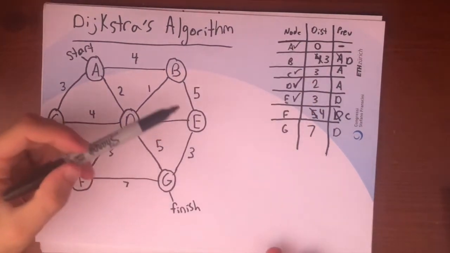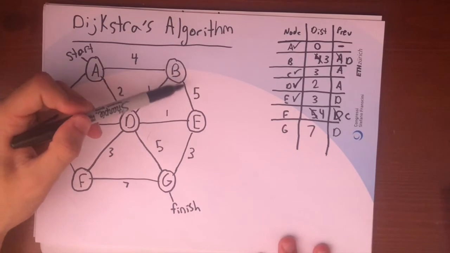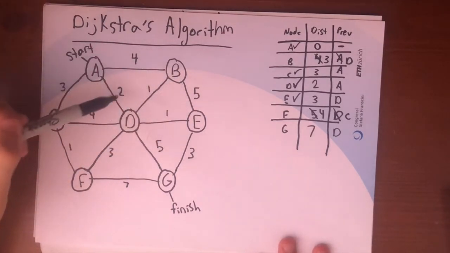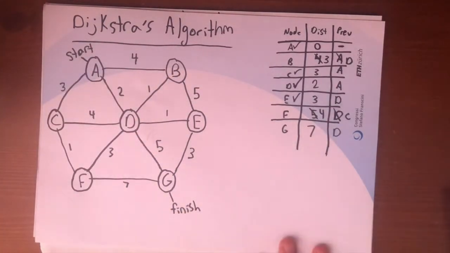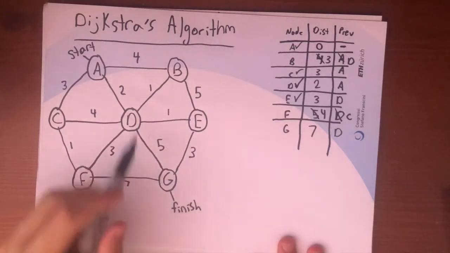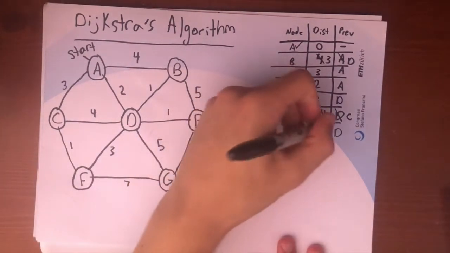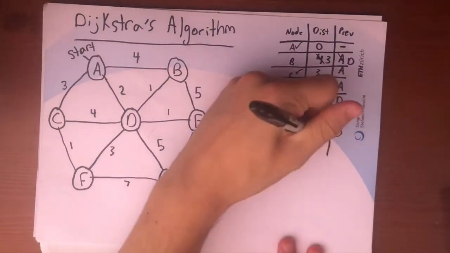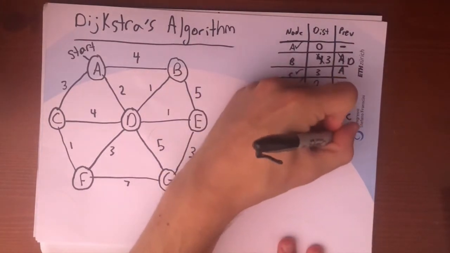So let's go through E's neighbors. For B, this would be a longer path. This would be a path of 8, but we already have a distance of 3. D is already known, and for G, we actually find a path of 6 to G through E.